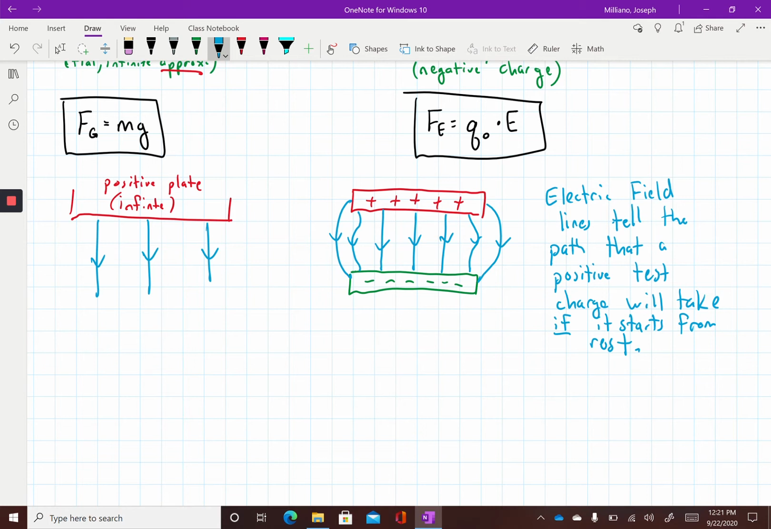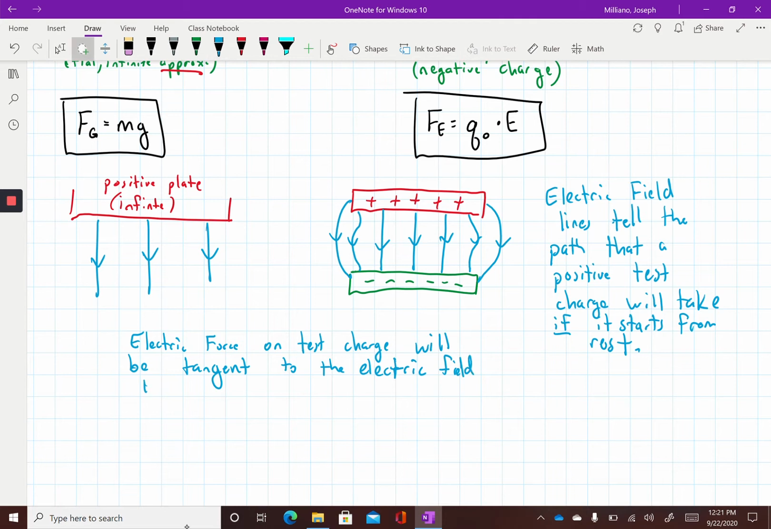And then the other fact here is that the electric force on the test charge, that arrow, will be tangent to the electric field line. Whoa, electric field line. I cannot spell right now. There we go. All right, so there's some facts.